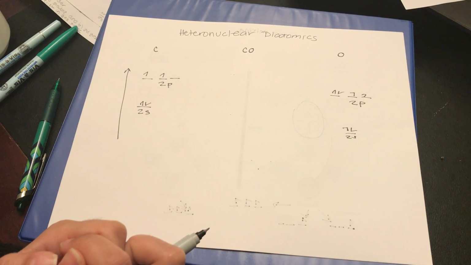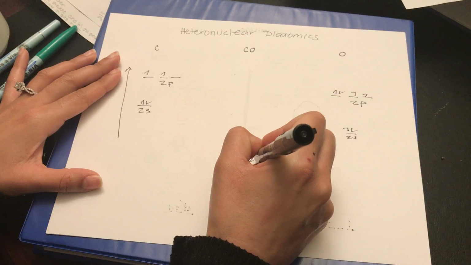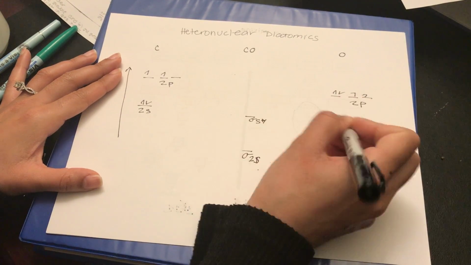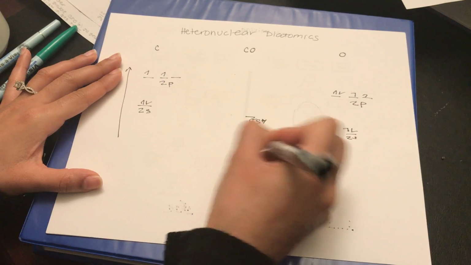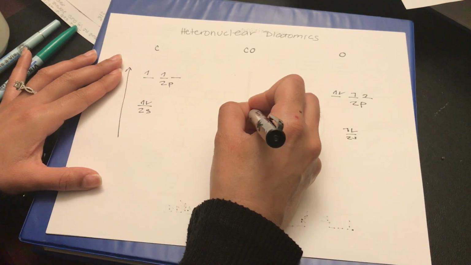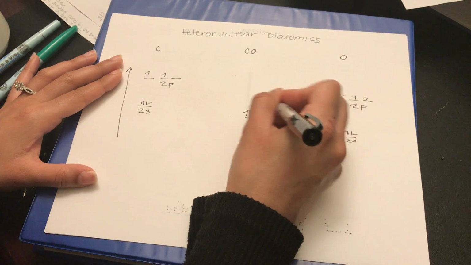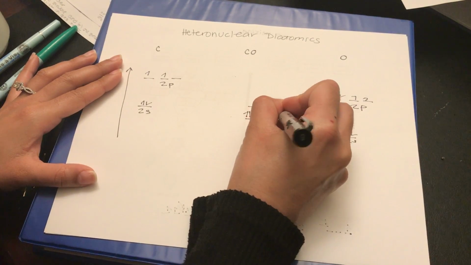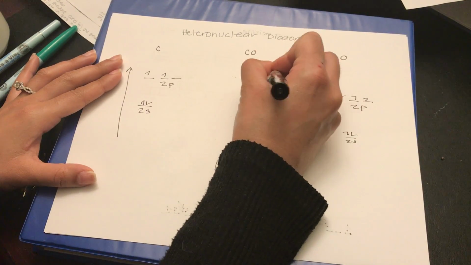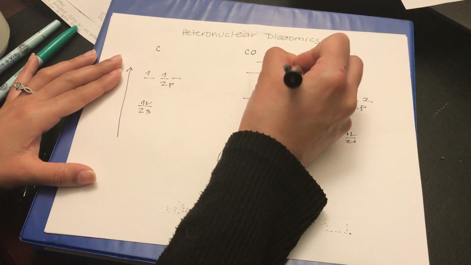So the symmetry here will be, you have the sigma 2s and sigma 2s star. The bonding will be contributed from the more electronegative element and the anti-bonding from the less electronegative element. Then, because oxygen is more electronegative, sigma 2p forms first, and then the pi 2p. Then you have the anti-bonding pi 2p and sigma 2p star.